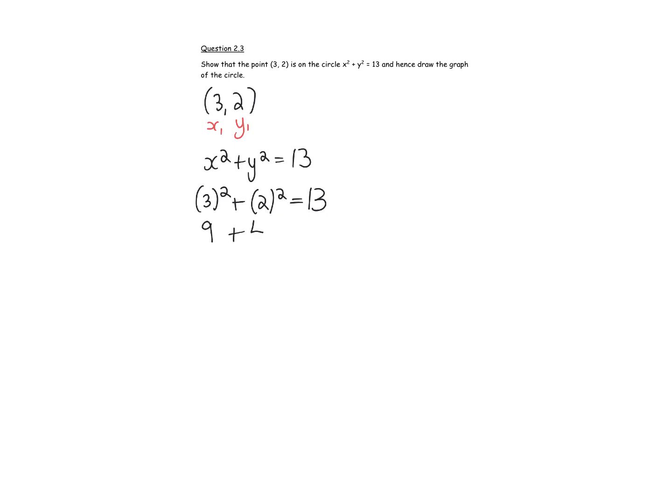So what we do is we write down our point, which is 3, 2, that's our x1 and our y1. We have the equation, which is x squared plus y squared is equal to 13, and we replace in what we have. This here becomes 3 squared plus 2 squared is equal to 13. 3 squared will give us 9 and 2 squared will give us 4. So indeed, this time 13 is equal to 13. So then the point is on the circle.